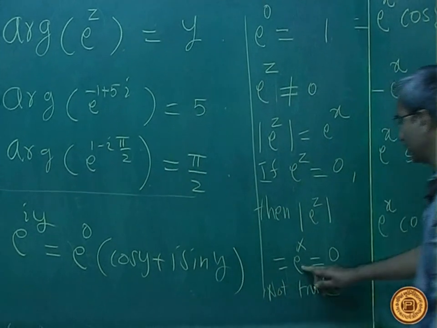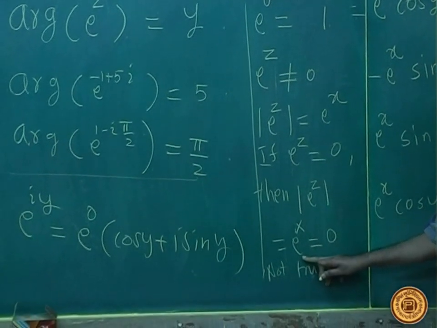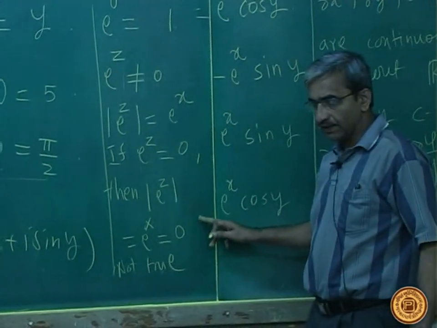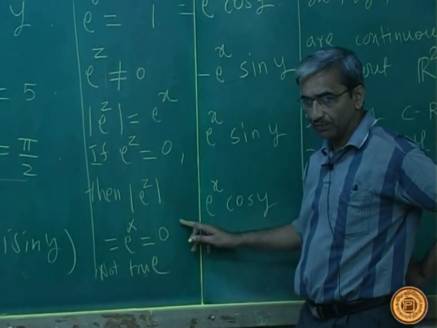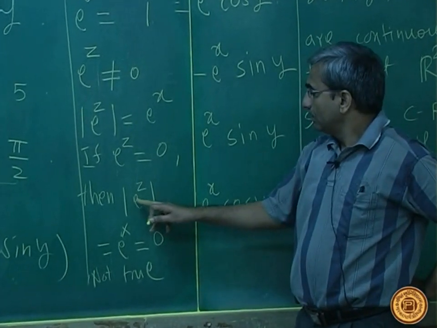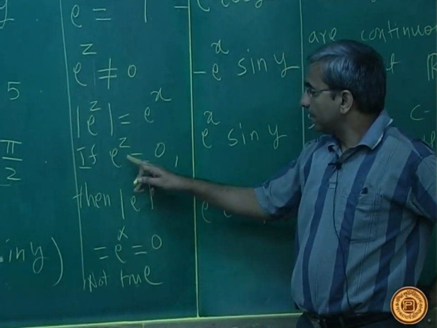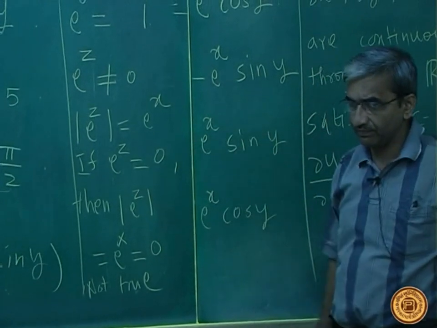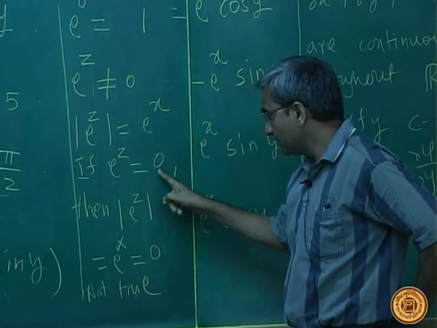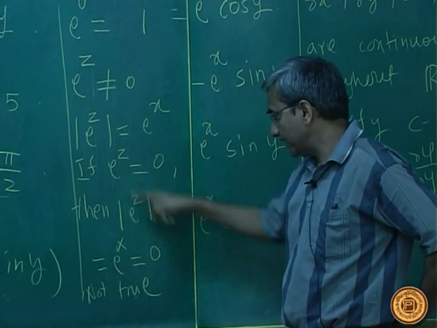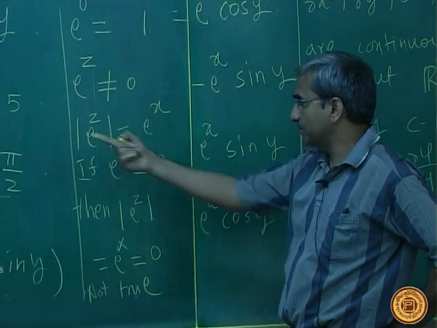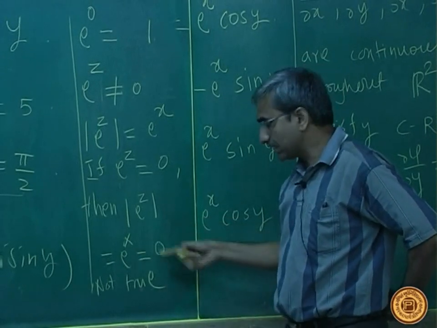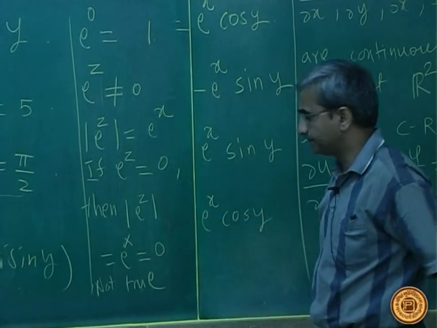Cannot be true, because we know that our real exponential function can never become 0. So there is no complex number for which e to the power z will become 0. Because if it becomes 0, what is its modulus? Let us find. That is always e to the power x, which we have derived the formula. So it will mean that e to the power x is 0, which is not possible.